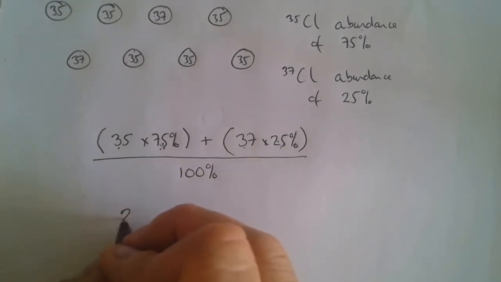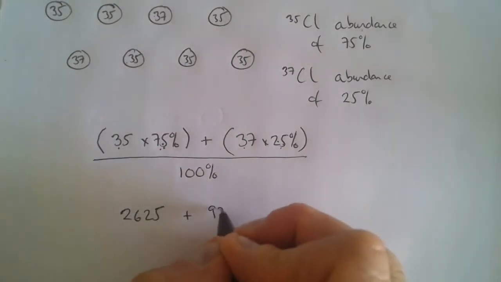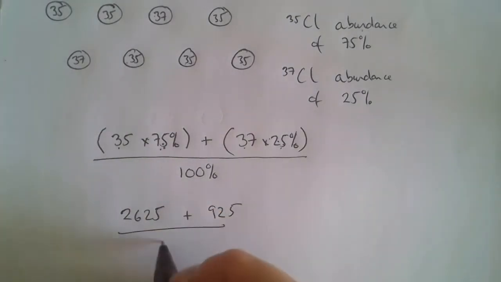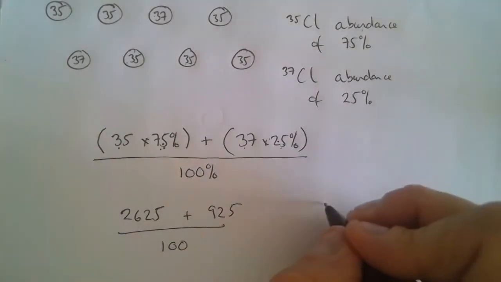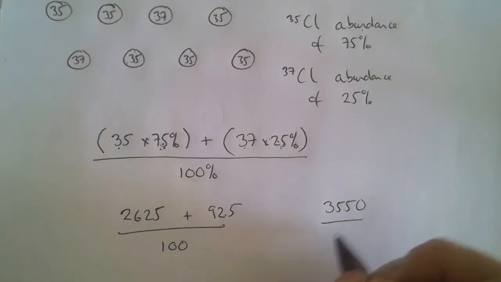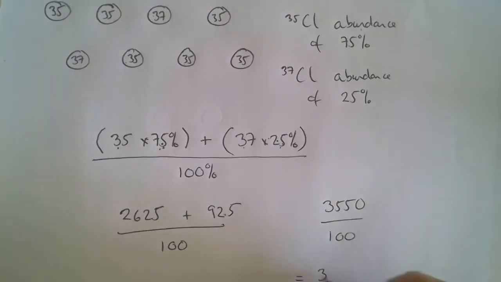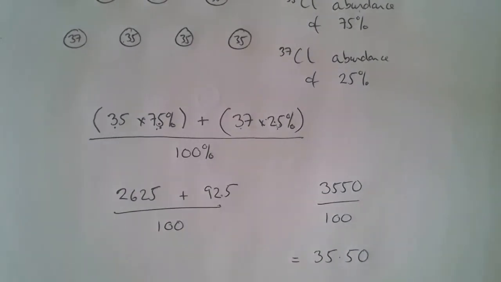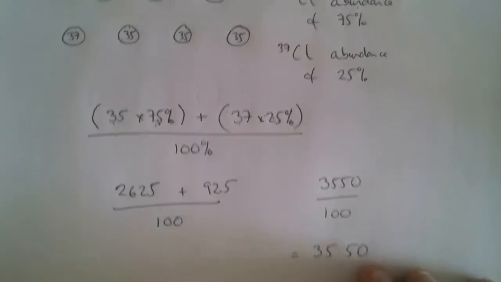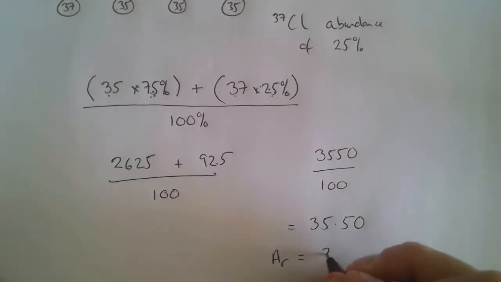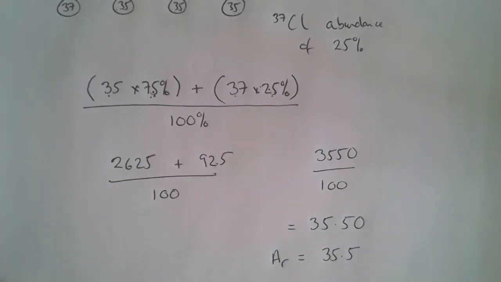So let's just break this calculation down a little bit more. The answer to that is 2625. The answer to that is 925. Dividing the sum of those two, which is 3550, by 100, gives me 35.50. So my weighted mean average here, my A r, or relative atomic mass of chlorine in this case, is equal to 35.5. We'll talk about how many significant figures we give our answer to in the next example.